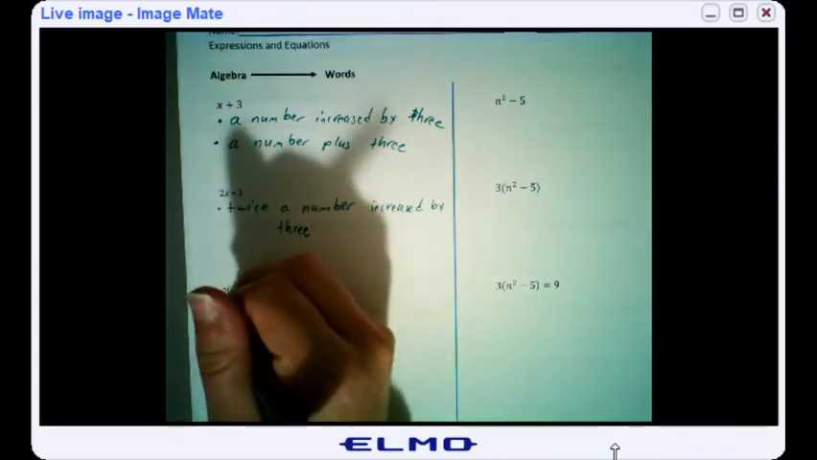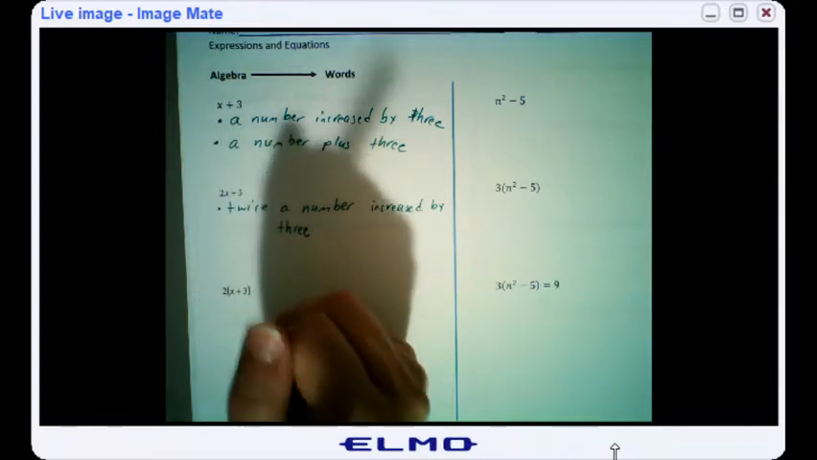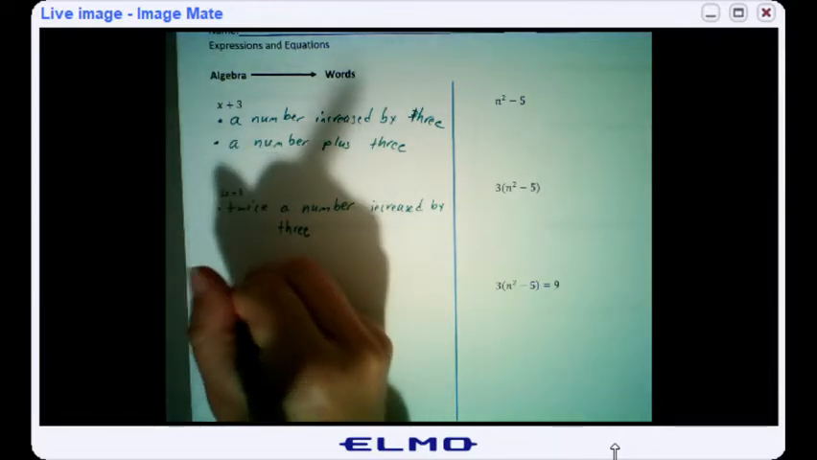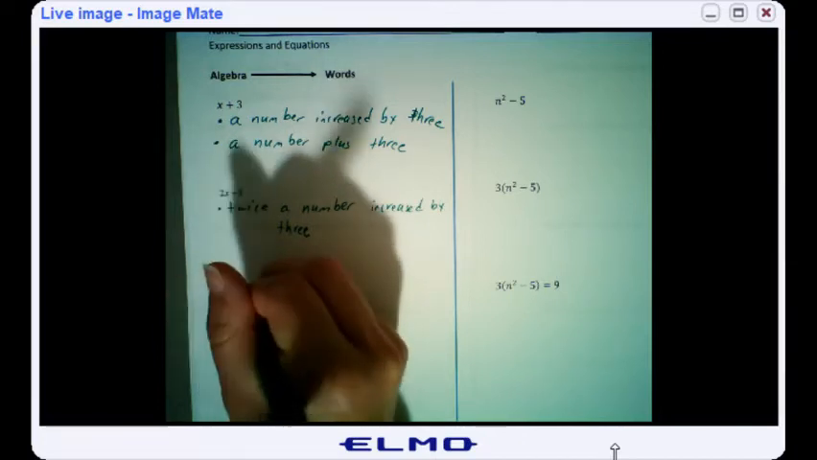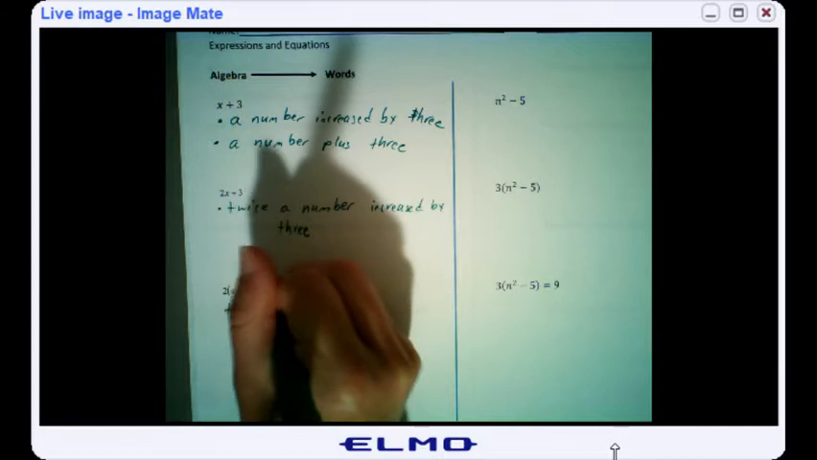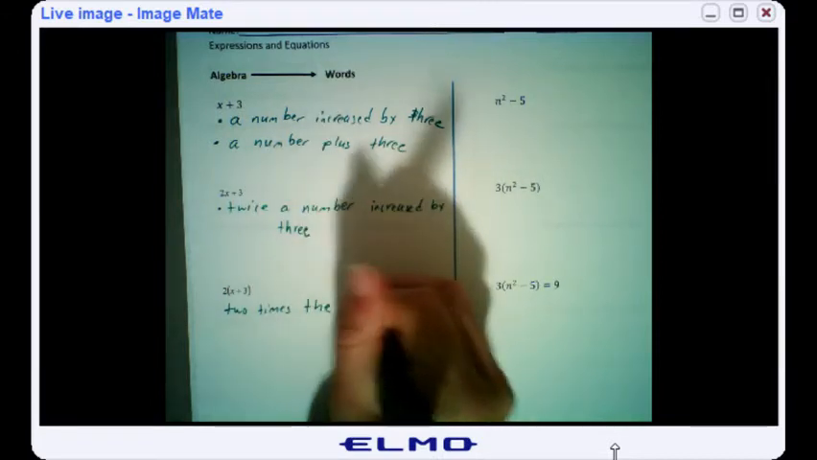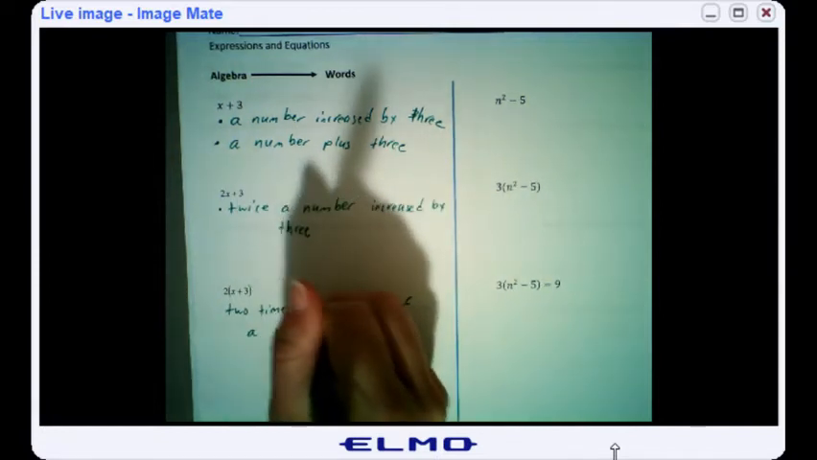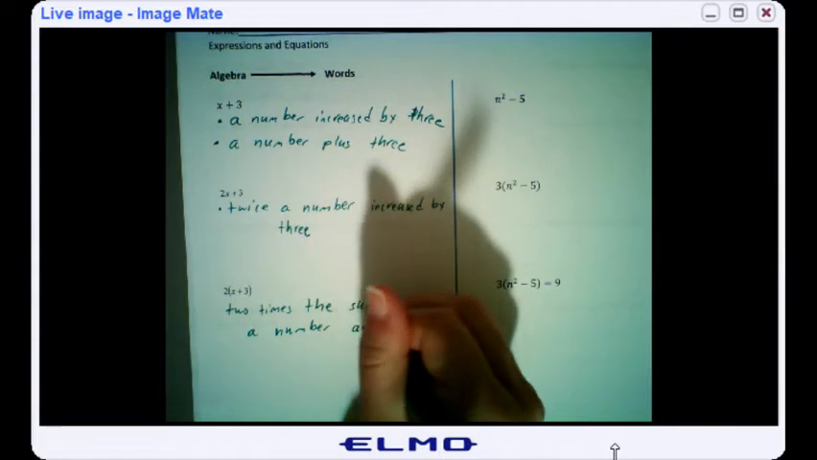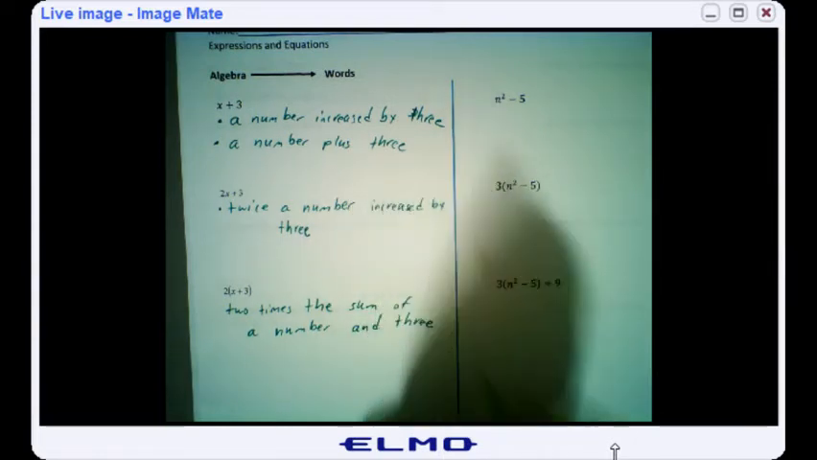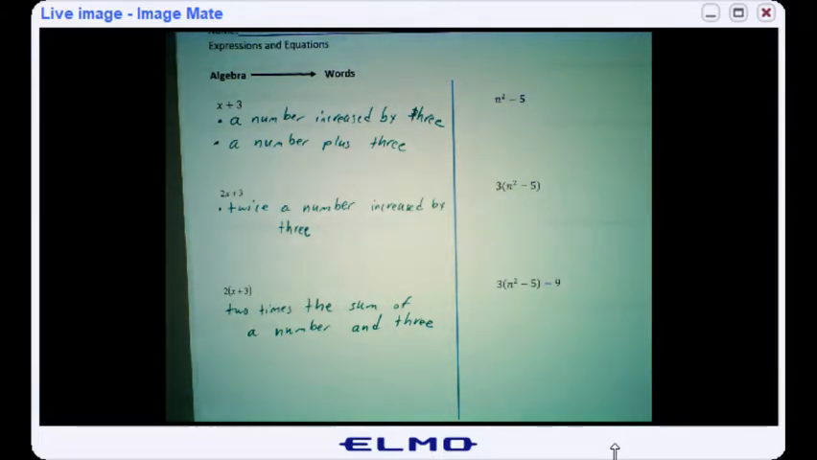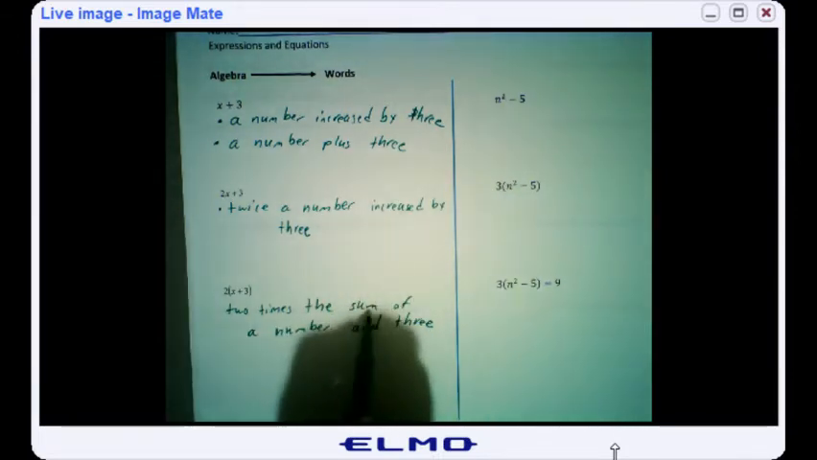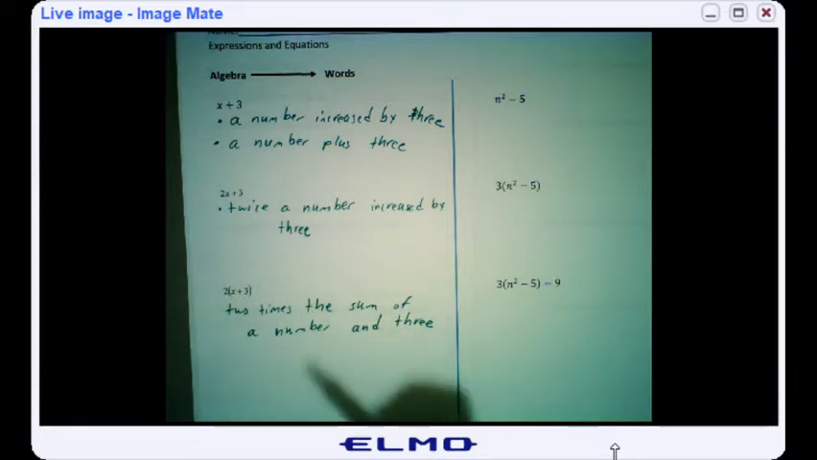Down here, we have to be very careful because we have parentheses, so we have to use the word sum here. So we can say 2 times, because we know it's 2 times everything inside the parentheses, the sum of a number and 3. Whenever we use the word sum or difference or quotient or product, that word will always come first, and then we're going to say what we're adding together or multiplying together or dividing or subtracting. So we put the and in between the two things that we're doing that operation to.